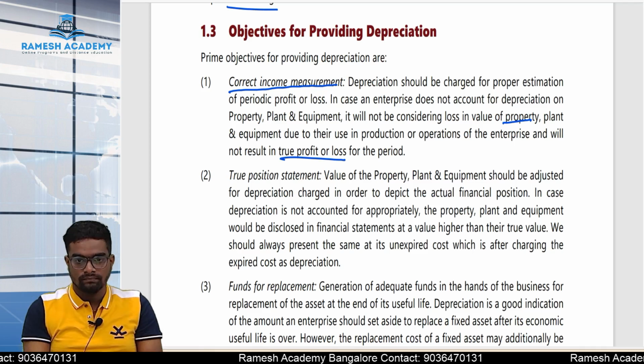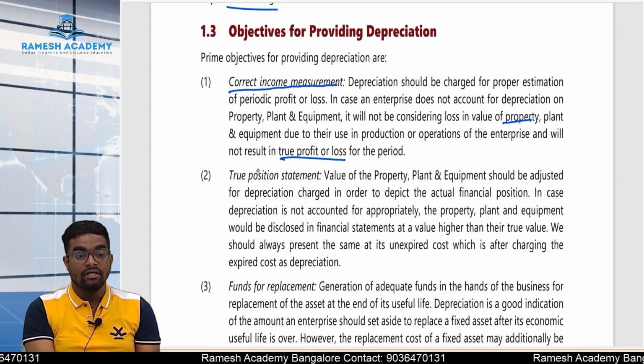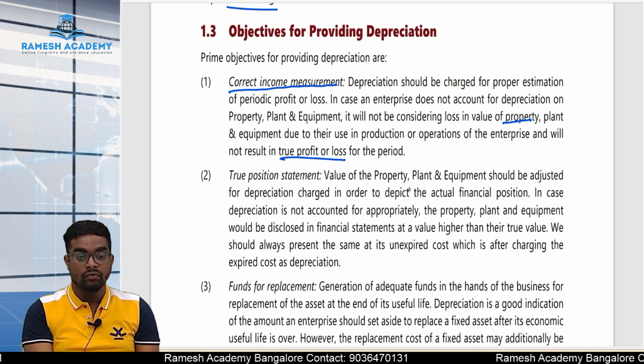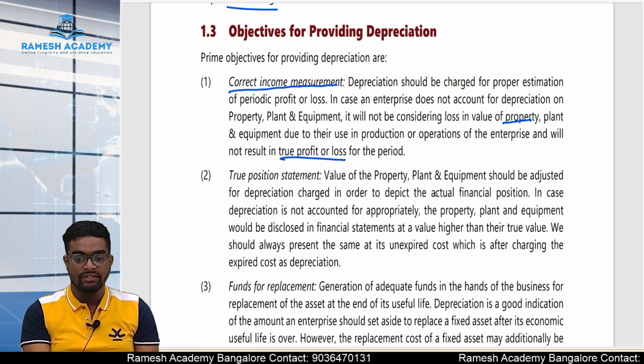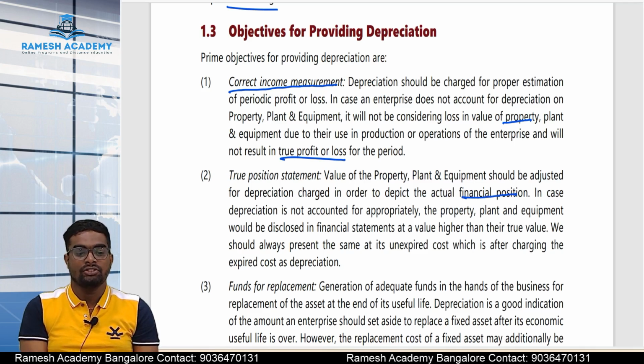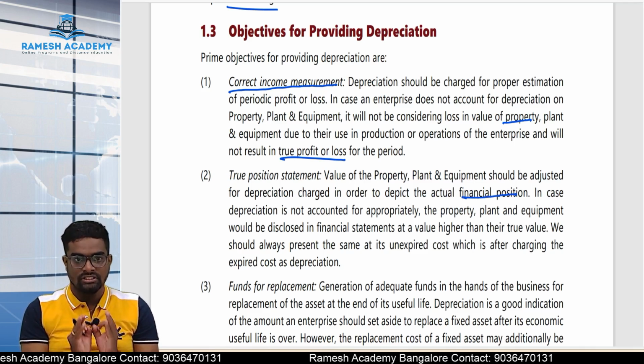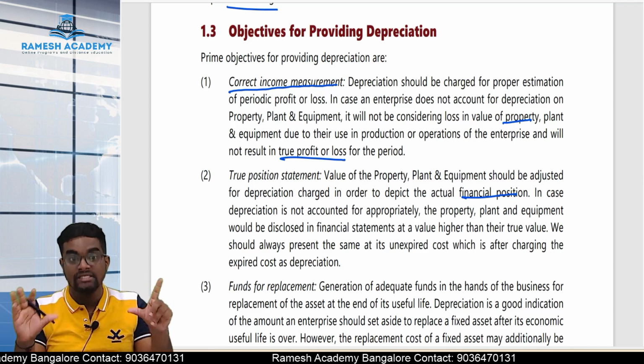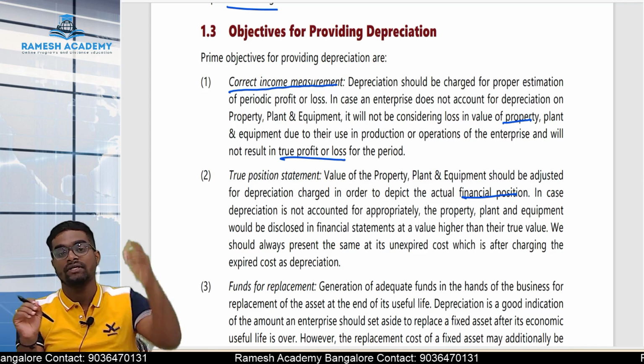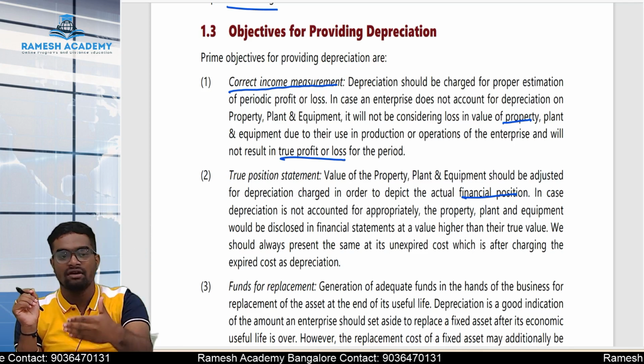That's why. So next, true position statement. The value of the property, plant and equipment should be adjusted for depreciation charged in order to depict the actual financial position. So what is the true financial position? What is financial position? It is the balance sheet. Financial position is nothing but the total of assets and the total of liabilities.